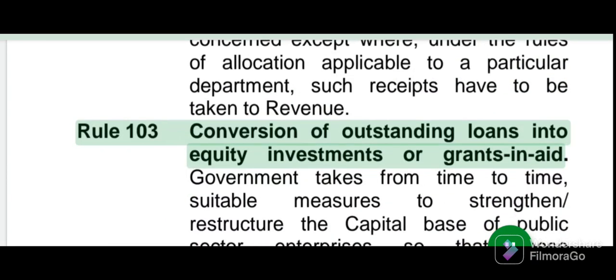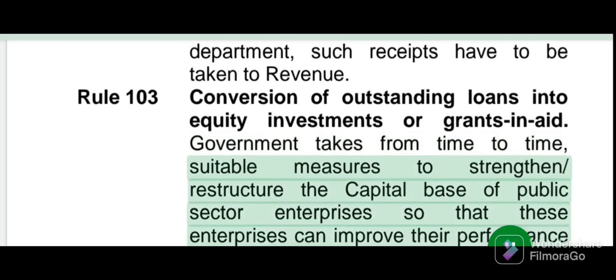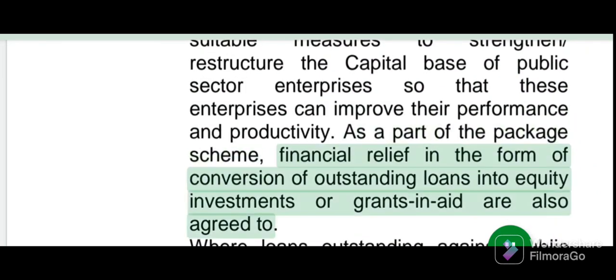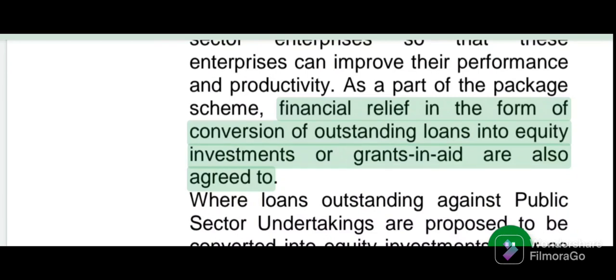Rule 103: Conversion of outstanding loans into equity investments or grants in aid. Government takes from time to time suitable measures to strengthen and restructure the capital base of public sector enterprises so that these enterprises can improve their performance and productivity. As a part of the package scheme, financial relief in the form of conversion of outstanding loans into equity investments or grants in aid are also agreed to.